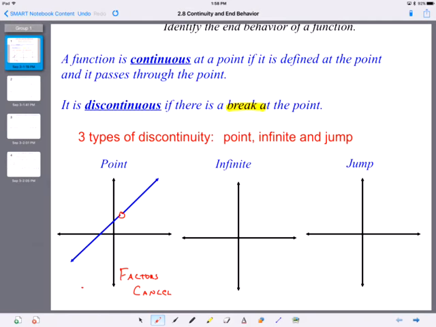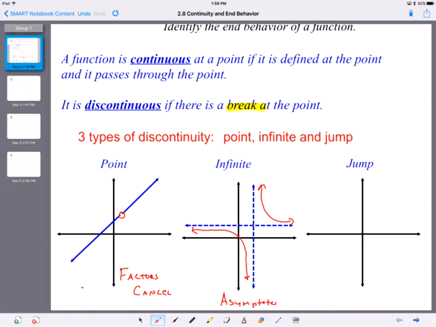We also have infinite discontinuity. When you have an asymptote, could be vertical, horizontal, there's definitely a break in the graph, and so we could have something like this. And where we have that asymptote is where we have an infinite discontinuity, because it shoots off to infinity. So this occurs when you have asymptotes.